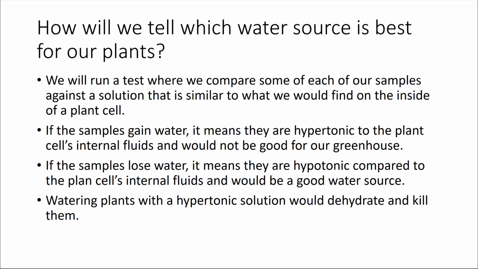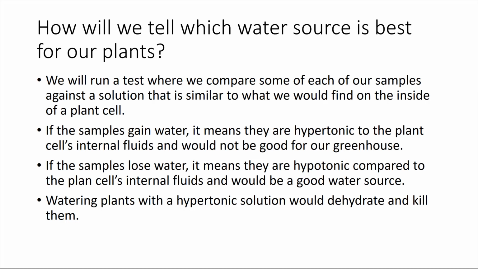Well, we will run a test where we compare each of our samples against a solution that is similar to what we would find inside of a plant cell. If the samples gain water, it means that they are hypertonic to the plant cell's internal fluids and would not be good for our greenhouse. However, if the samples lose water, it means that they are hypotonic compared to the plant cell's internal fluids, and that would be a good water source.